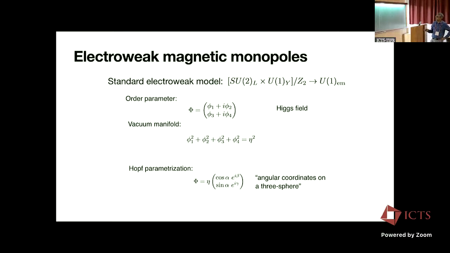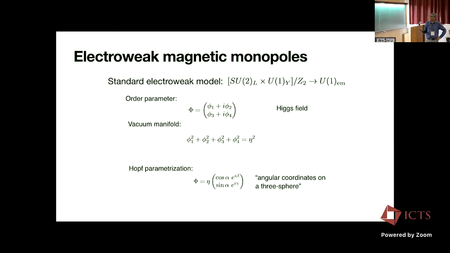In this case, the order parameter is the Higgs field, and the Higgs field is a doublet, so there are two complex numbers, two complex fields. I've written them in terms of real fields: Phi1 is real, Phi2 is real, Phi3, Phi4 are real. And the potential is the same kind of potential, phi squared minus eta squared whole squared. So the vacuum manifold is basically Phi1 squared plus Phi2 squared plus Phi3 squared plus Phi4 squared is eta squared. And this is the equation for a 3-sphere.